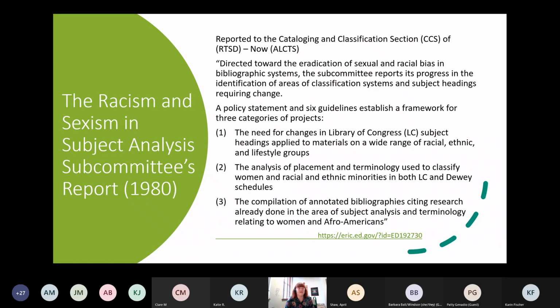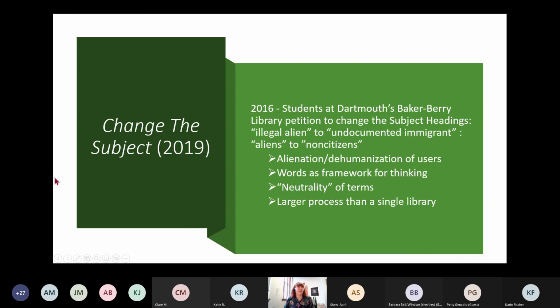So there's so many different histories about specific identities that have come into play with subject headings. So in addition to gender, the task force on women, and sexual orientation, the Gay Task Force work, now the Rainbow Roundtable. And this here in the 80s, talking about both race and, you know, lifestyle groups, which I believe encapsulates LGBTQ and potentially, you know, gender identities as well.